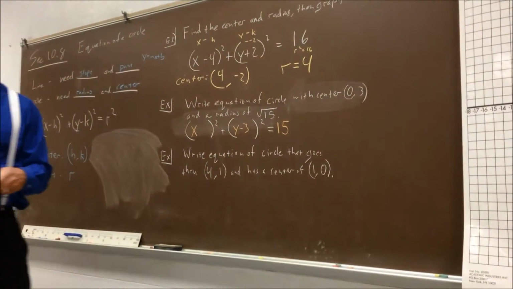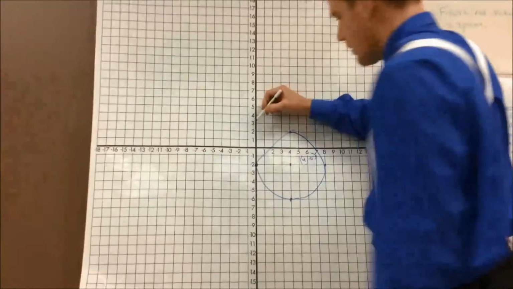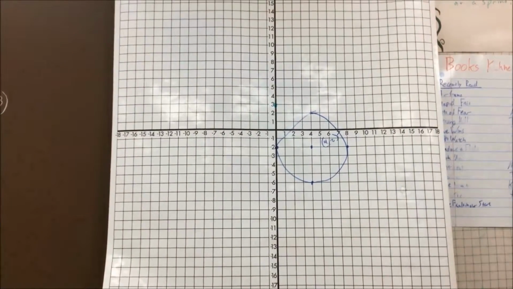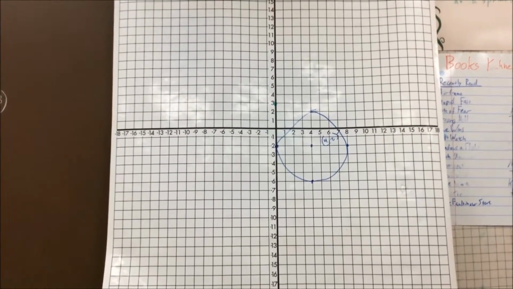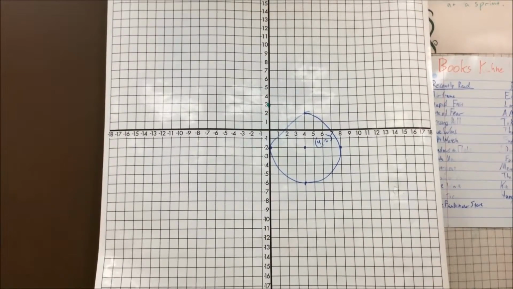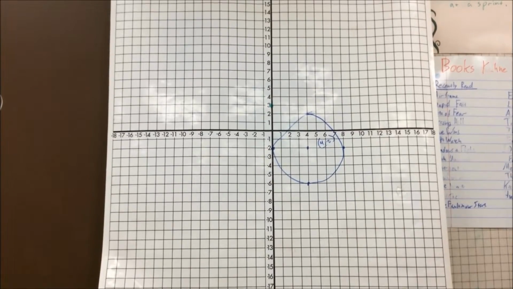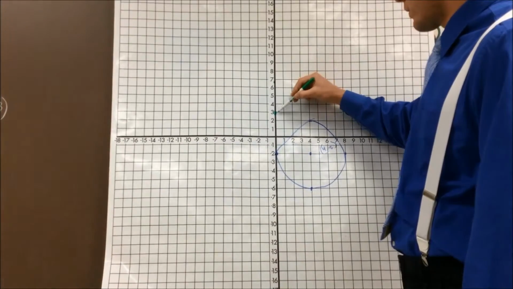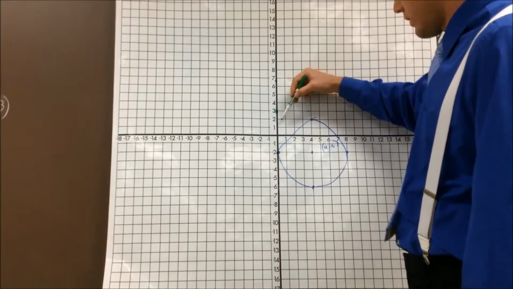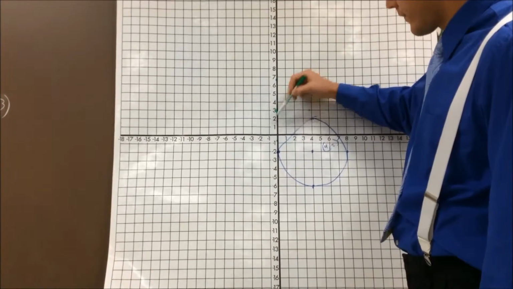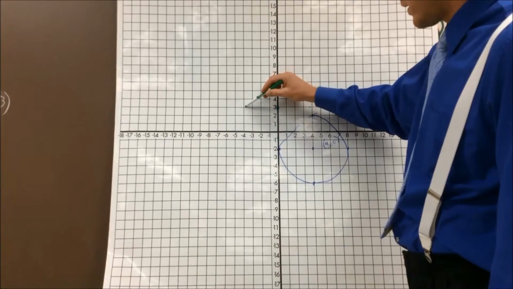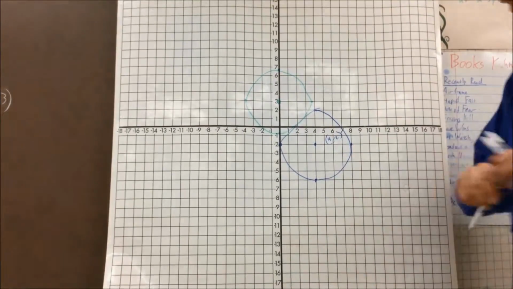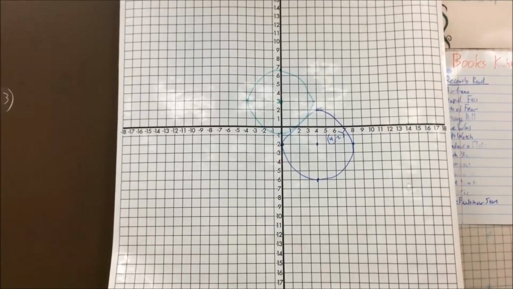And if we wanted to graph this, we would come over here to (0, 3). Make my center there. Square root of 15. What number is close to the square root of 15? It's like 3.4. So it's close to 4, but a little bit smaller, so 3.9, right? So we can go up 1, 2, 3.9, over 1, 2, 3.9. Can we graph it?